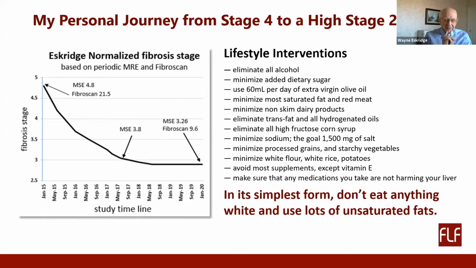My hepatologist was one of the early adopters. And so I was tested with FibroScan in 2015, and my score was 21.5. And at that time, we were declaring cirrhosis at a 12. So, that was a pretty darn serious place to be.